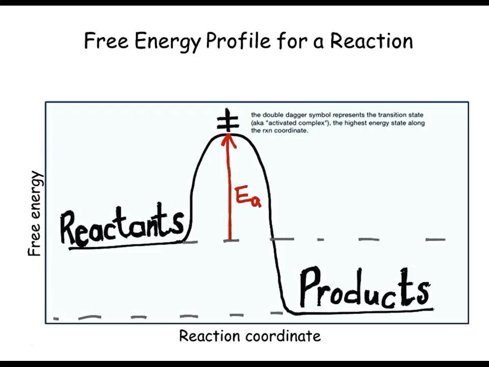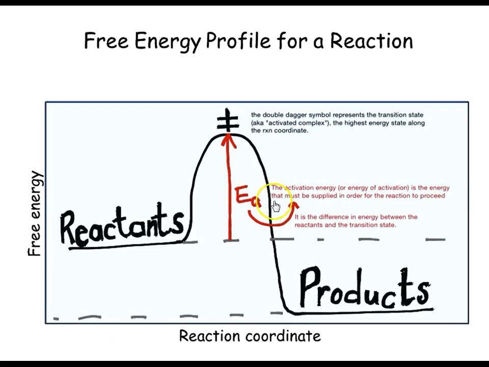So the activation energy, or EA, is the energy required to allow the reaction to proceed. That is the energy difference between the reactants and the transition state. And that's what those words say here, right, about activation energy. And we just said this too, difference between the reactants and the transition state.